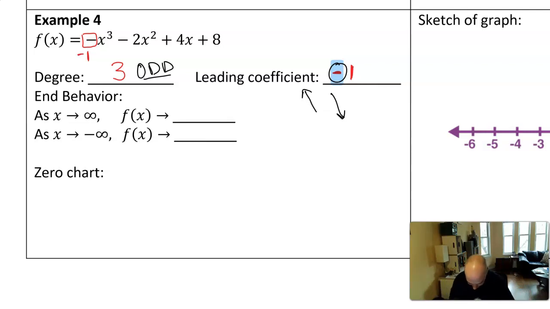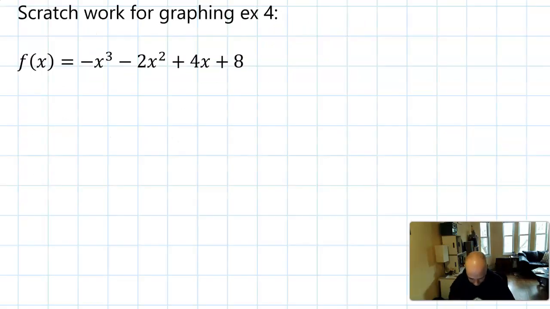So as x approaches infinity, f of x will go down to negative infinity. As x approaches negative infinity to the left, y or f of x will go up to infinity. So that's our end behavior. Now to make the zero chart, we need to factor this. So I'll say factor. And I know that there's not enough room here to factor this, so we're going to go to some scratch work and factor this down below.